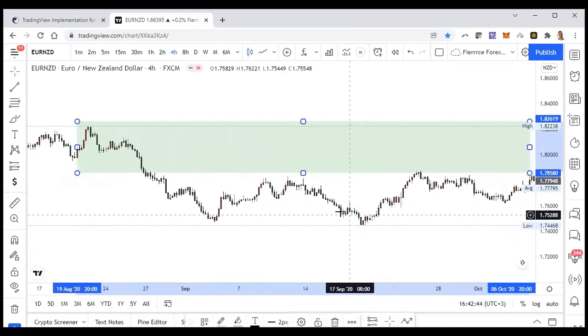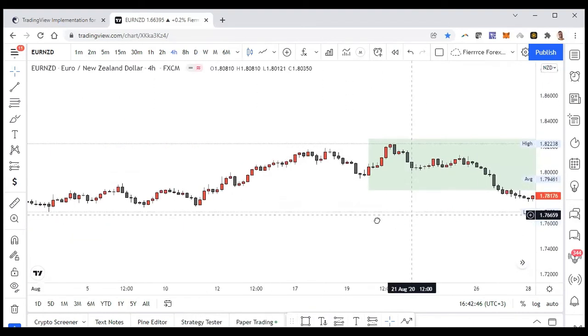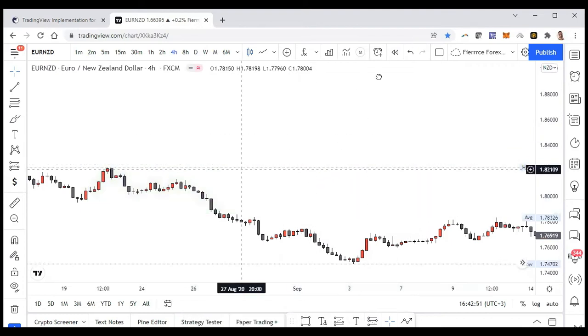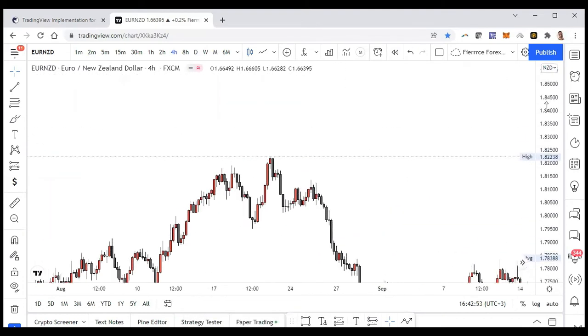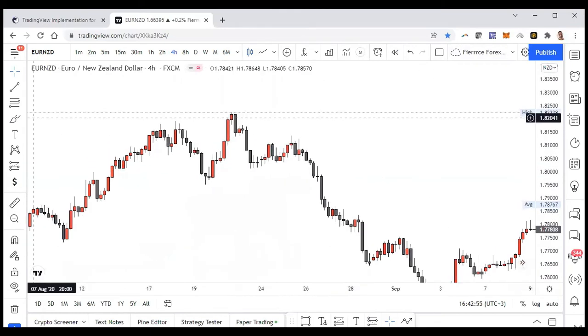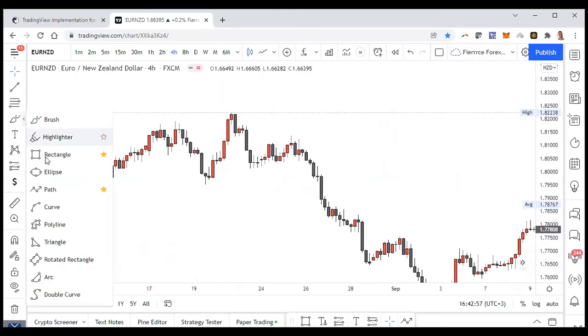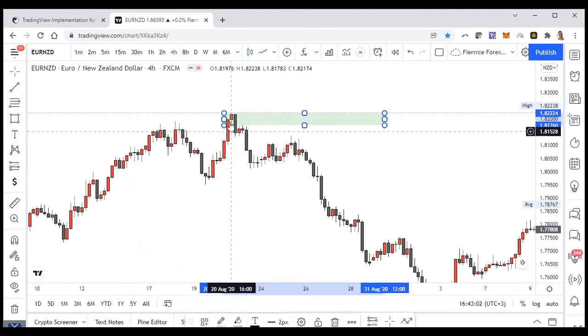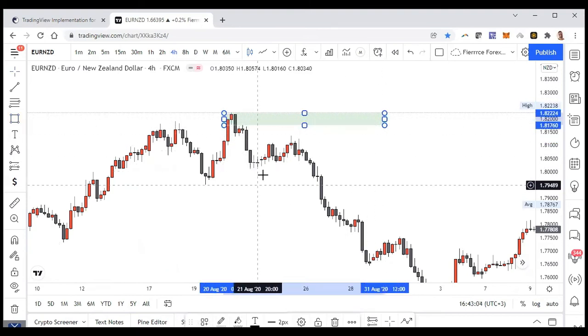So if we are, let me zoom in. Okay, if I zoom in here, just looking at trying to identify the supply zones and the demand zones. So this is a typical supply zone, and we can see price traded off of that and dropped.